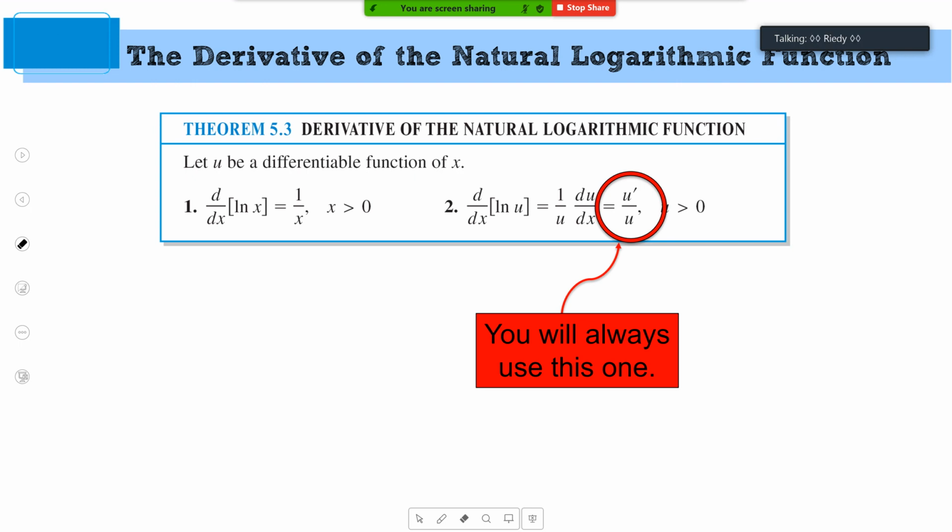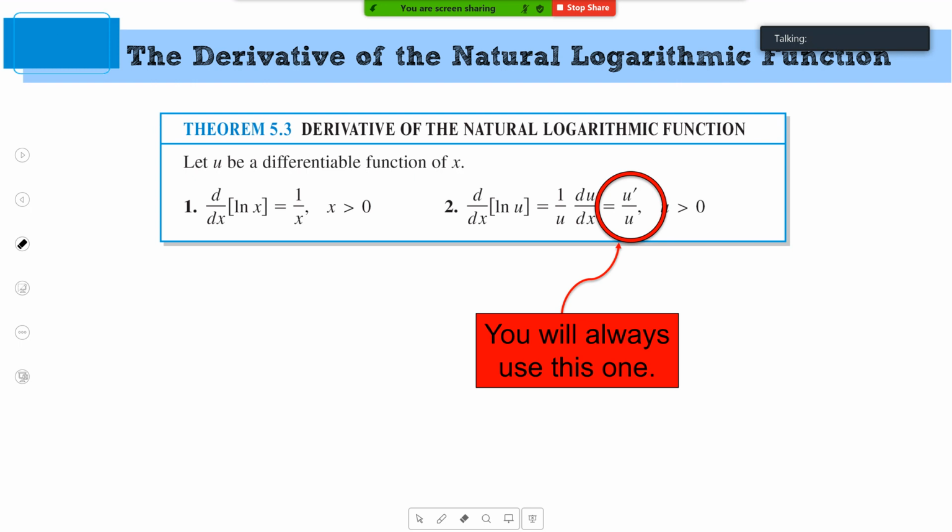If I give you something as simple as the natural log of x, u prime is just 1, so we get 1 over x. Does this make sense? At home, does this make sense? Mr. Reedy, so the derivative of a natural log is equal to the derivative of u over u? That's it. The natural log magically goes away.